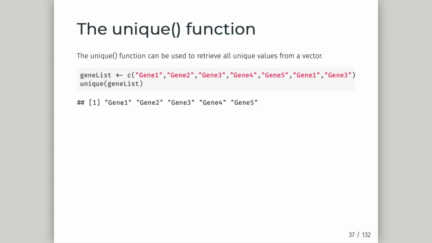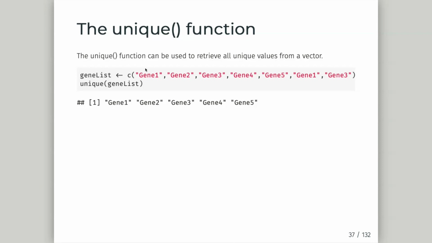A really useful function we're going to use with vectors a lot is unique. Often you will pull information out of, say, a table, and you might want to know what the unique values in that column are. I just want to know every potential value I have in that column.